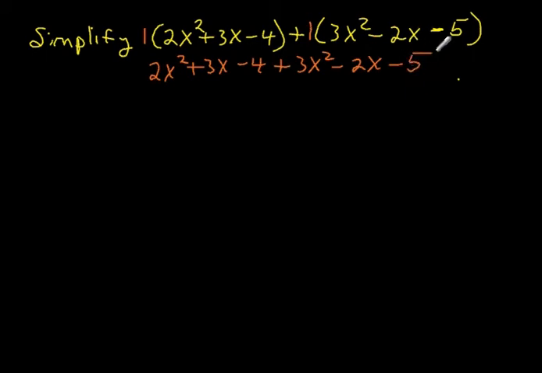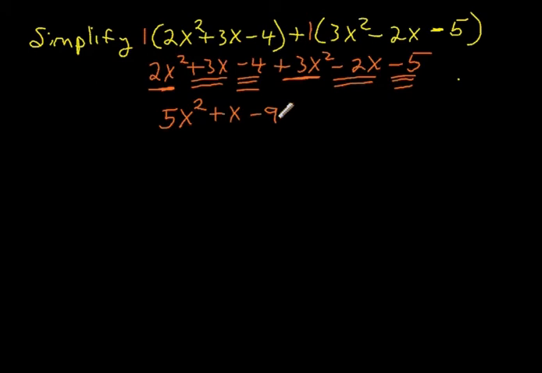Then we want to combine our like terms, so I'm going to take my 2x squared and my 3x squared and add those together. That gives me 5x squared. Remember, by adding we'll never change exponents. My 3x plus my negative 2x, or 3x minus 2x, is 1x. And then I have a negative 4 combined with a negative 5, which gives me negative 9.